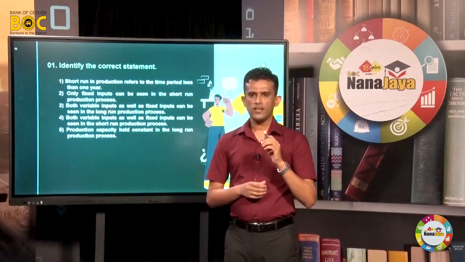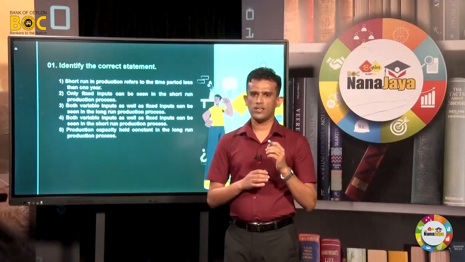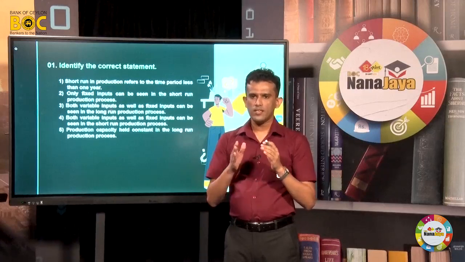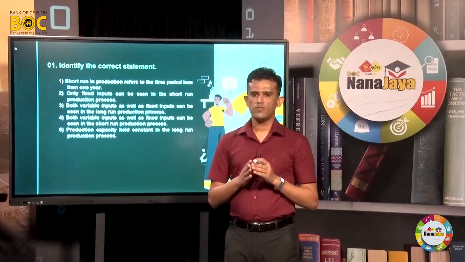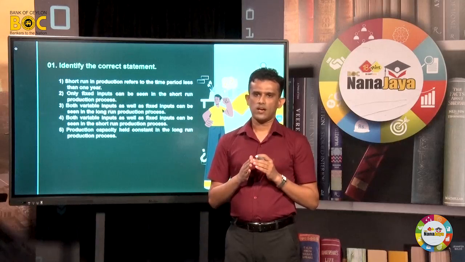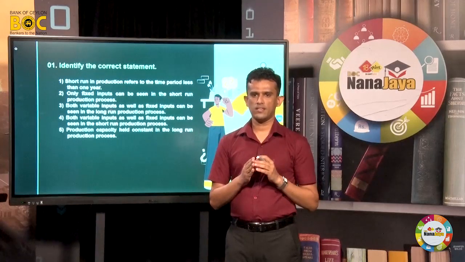We identify two types of inputs used in the production process. In other words, the inputs used in the production process are divided into two categories: variable inputs and fixed inputs.